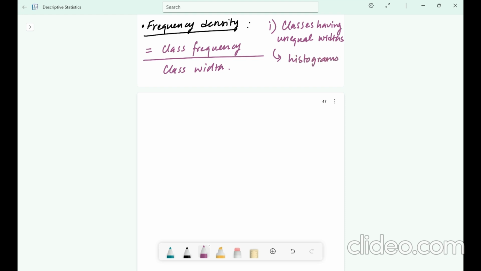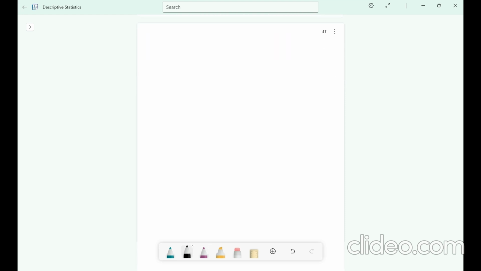Okay, next comes uses of frequency density. Yes, uses of frequency density. So, why do we even care about frequency density? Here are the main uses. Let's say point by point, okay? First is it gives us the concentration of frequency in a class.